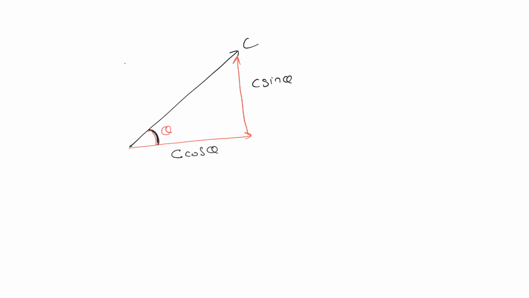Or the same vector we can represent something like this also. This component is also equal to C sin theta, and this is equal to C cos theta, because you can observe that this vector and this vector are equal. So we can write that this component is also equal to C sin theta.